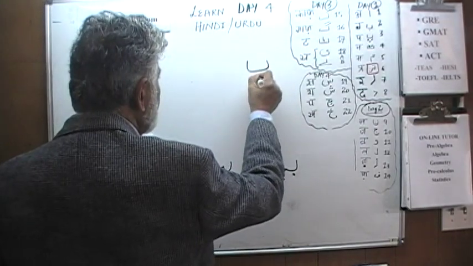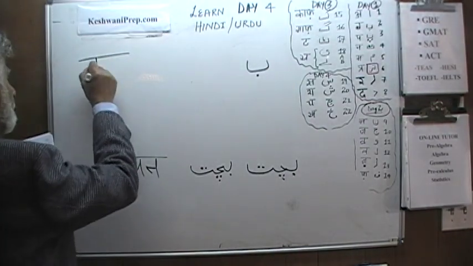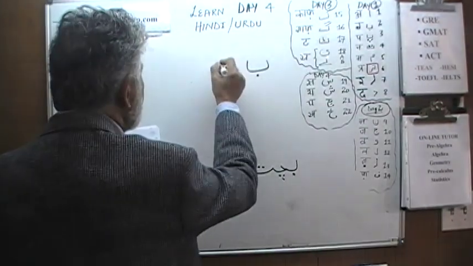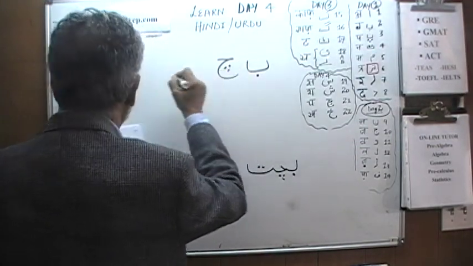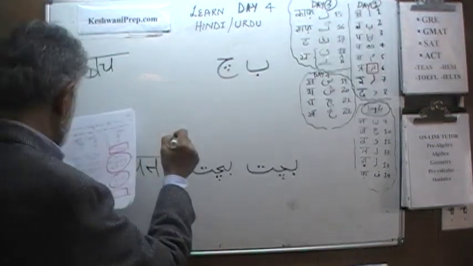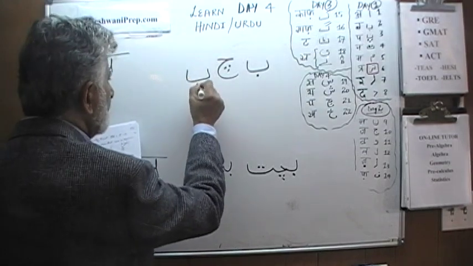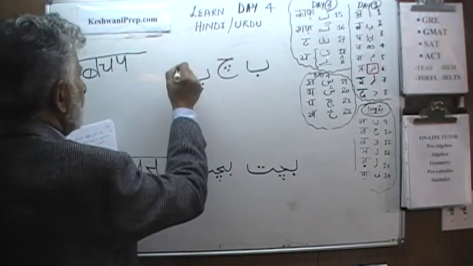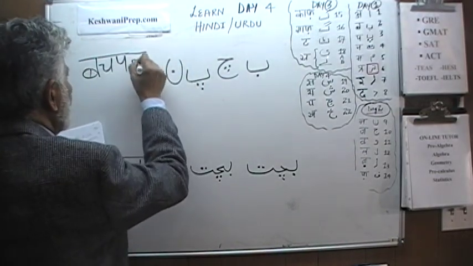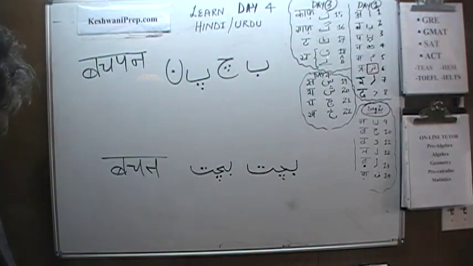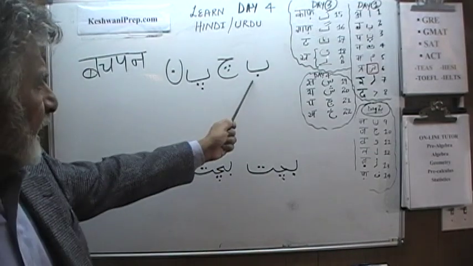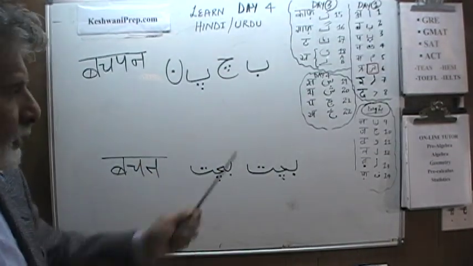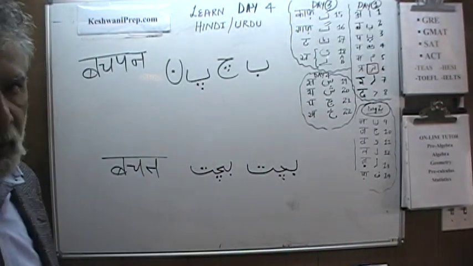We have a be. So we have b. Then we have a che. So we have a ch. Then we have a pe. So we have a p, and then we have a noon. So we have a na. One more time. Be, che, pe, noon. Those are the names.